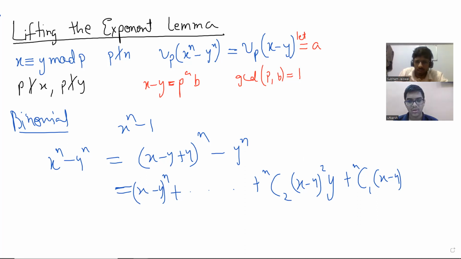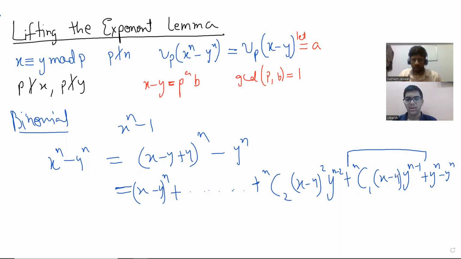Usually the proof uses some congruence and modular arithmetic, but it just works like this, I think. So it's x to the n minus 1 plus y to the n minus y to the n. Now I want you to be able to conclude from here. The last term is nC1 into x minus y into y raised to power n minus 1.